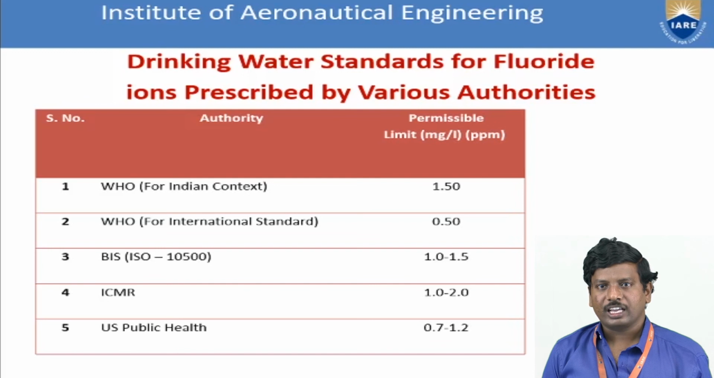These are mainly 5 categories. First one is the WHO, World Health Organization, for the Indian context, permissible limit up to 1.50 ppm. The second one is again the World Health Organization, for international standards, it lies at only 0.5 ppm. The third one is the BIS standards, as per ISO 10500, that means Bureau of Indian Standards, which lies between 1.0 to 1.5. The fourth one is the ICMR, Indian Council of Medical Research, which gives 1.0 to 2.0. And the final one is the US Public Health, United States Public Health, which proposes 0.7 to 1.2 ppm. So this is about the drinking water standards for fluoride ions prescribed by various authorities.